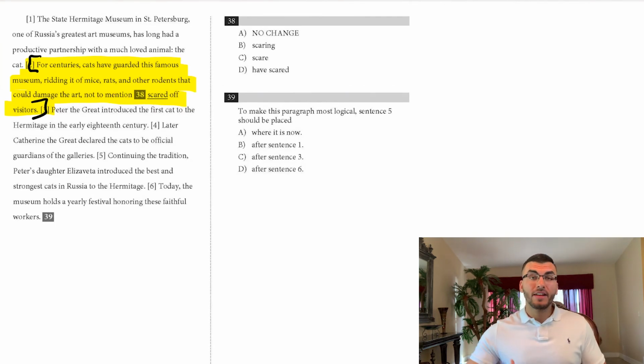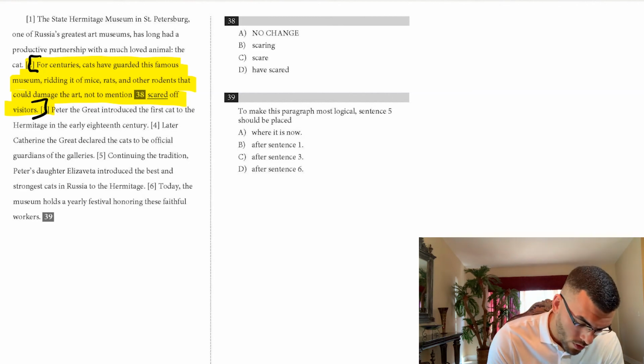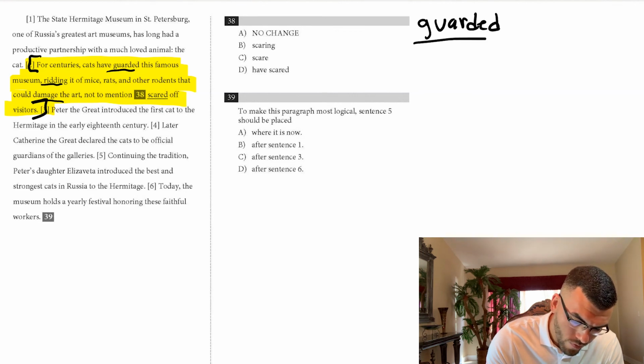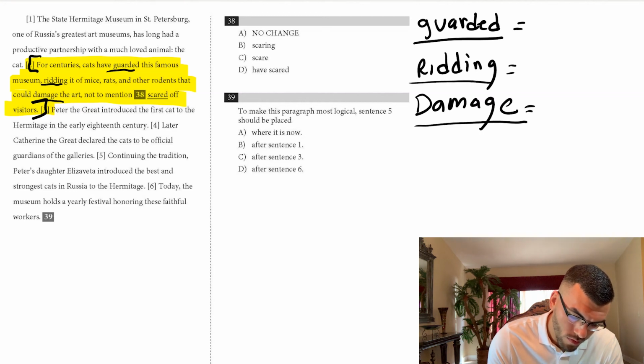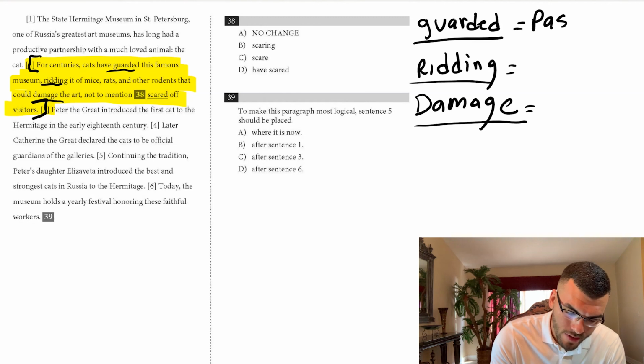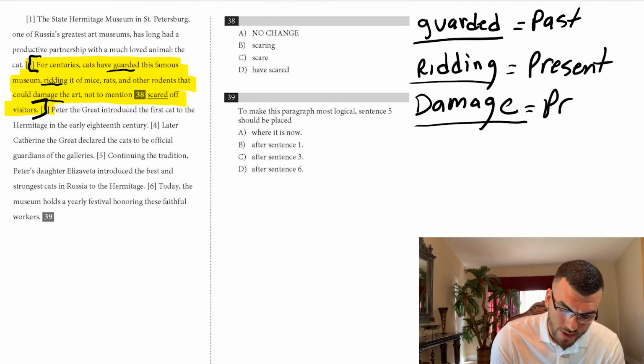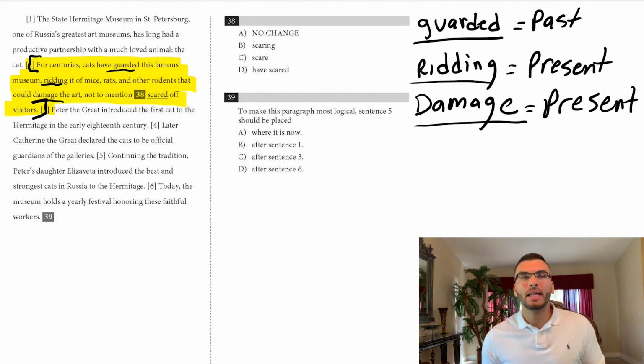So the next thing that we do is identify the verbs in the sentence. So we have guarded, ridding, and damage. Well, guarded is past, ridding is present, and damage is also present. So where is this sentence taking place, in the past or the present?